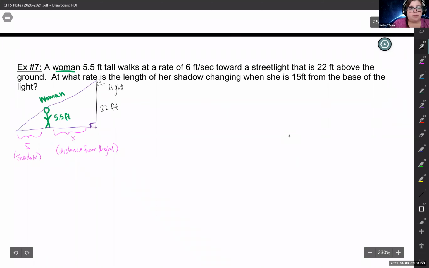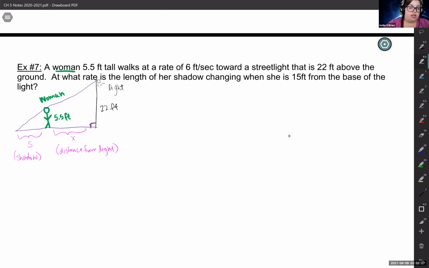Okay, so I drew a picture. I was hoping you figured out that we've got to have a triangle, because we have a woman, light shining, and my shadow's behind me. Hence, it's a nice little triangle. First, I started with the woman, 5.5 feet tall. She walks at a rate of 6 feet per second towards a street light that is 22 feet above the ground. So I have her, I have the light, and I drew a triangle.